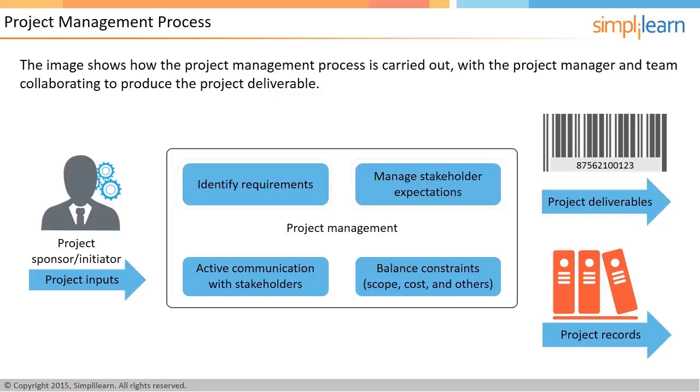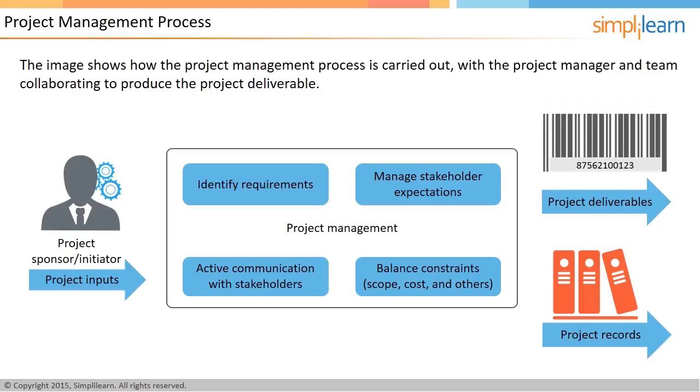Throughout the project, the management team needs to ensure that the stakeholders are engaged in the project and their expectations are being managed. The project management team also needs to ensure that there is good communication between the project team and the stakeholders. In addition, the team should make sure that the constraints of scope, cost, time, quality, and others are balanced. In addition to producing deliverables, a project generates data. Such historical data, archives, or records are important for planning future projects.